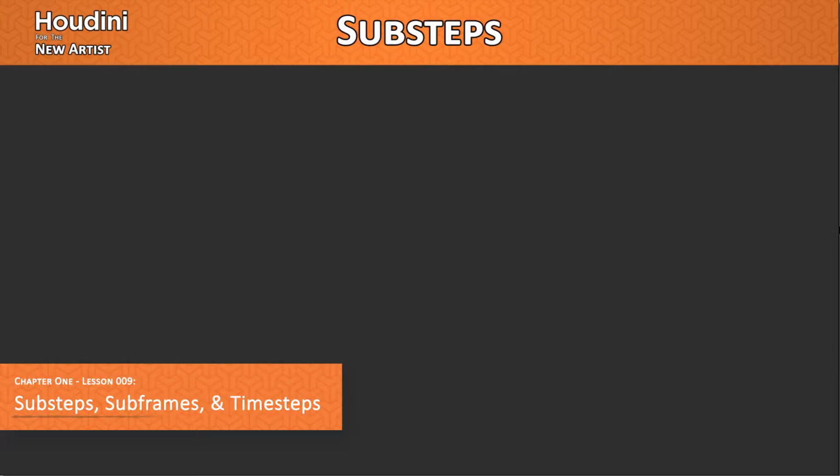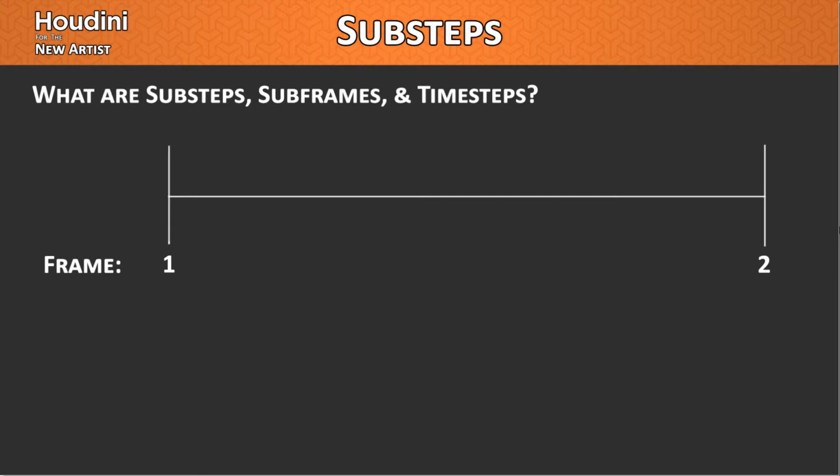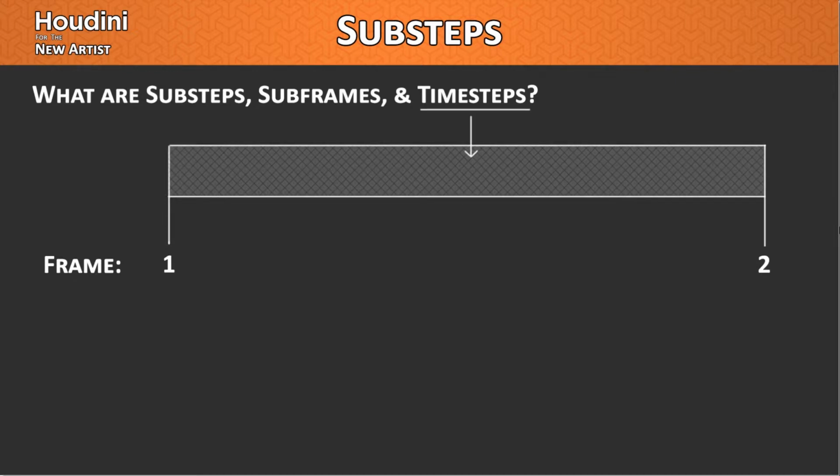In this lesson, let's talk about substeps, and specifically, what are substeps, subframes, and timesteps? You might have heard some of these terms being thrown around, so let's figure them out right now because we're about to put them to good use. Suppose I had this section right here that's frame 1 to frame 2. Well, a time step, the way I like to think of it, is just really a chunk of time. So that whole step from 1 to 2 could be our time step in this case. It's just a block that occupies that time.